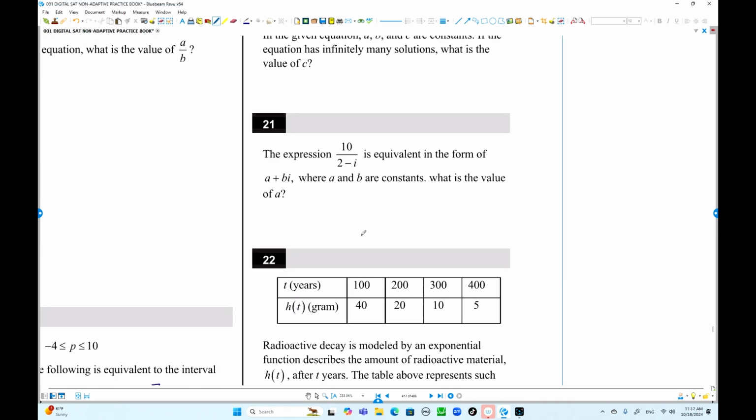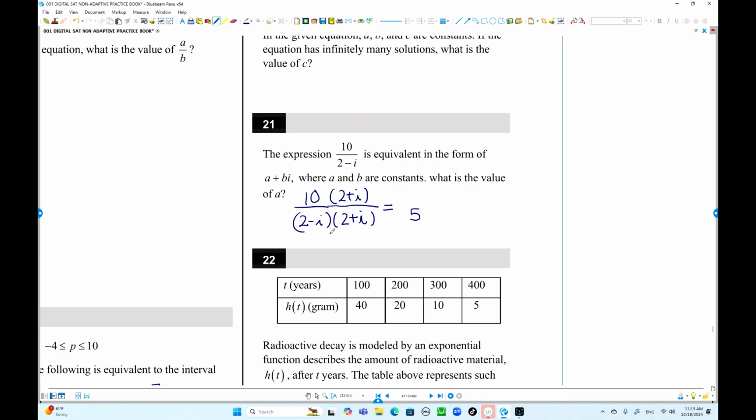Here is number 21. 10 over 2 minus i is equivalent to the form a plus bi. We're going to simplify, right? A plus bi is the simplest form of a complex number. How? You multiply by the conjugate. 2 minus i, you multiply by 2 plus i, and also you multiply 2 plus i into the top. 2 minus i times 2 plus i, 2 squared minus i squared is what? 4 minus i squared, which is negative 1, so 5, okay?